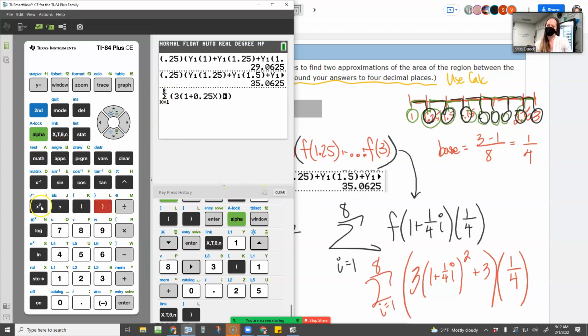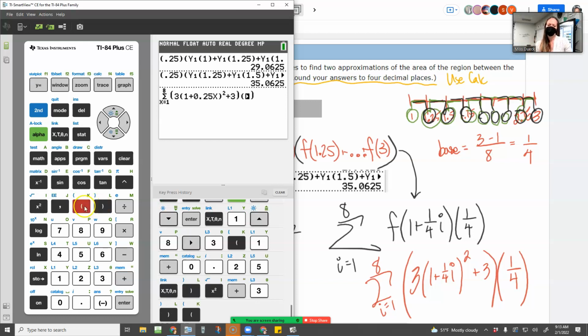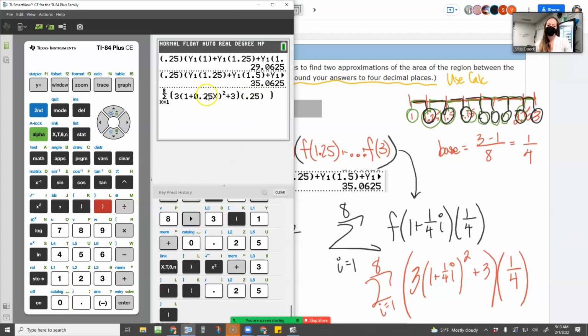Squared, 3, this thing squared. So this is what's going to move through my 1, 1.25, 1.5, 1.75, etc. And then plus 3. And then I need this whole thing to be times 0.25 for all my little bases. Let's double check. Ooh, scary. Hold on, I have too many parentheses. I need this little f of x to be in its own parentheses. There we go. So I have my sigma for the whole thing, and then I have my little f of whatever times there are all my different heights, all my different bases.